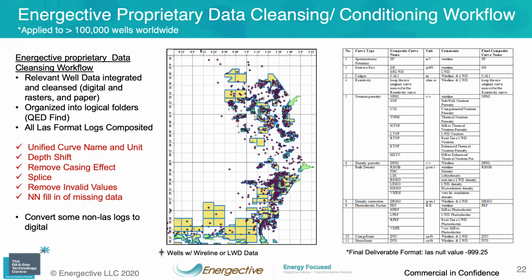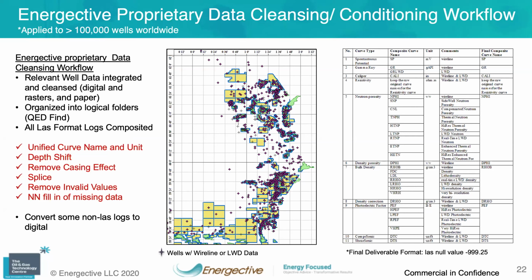We have unified curve names and units. They're depth shifted. They're removing casing effects. They're spliced. They're removing invalid values. And we use neural networks to fill in the missing data sets.